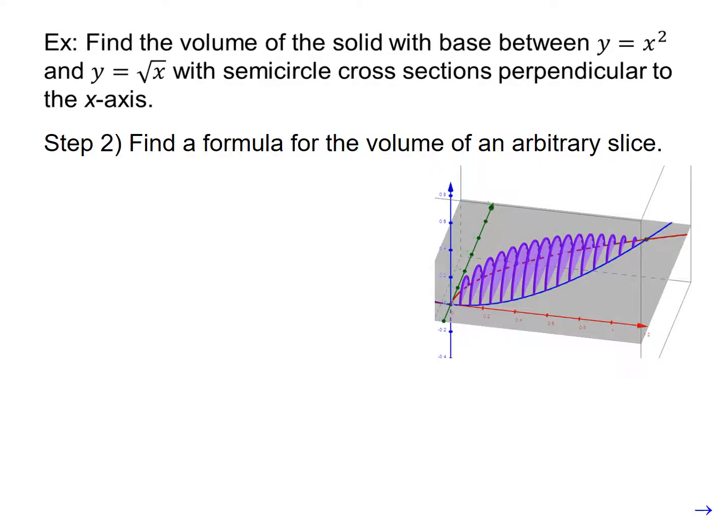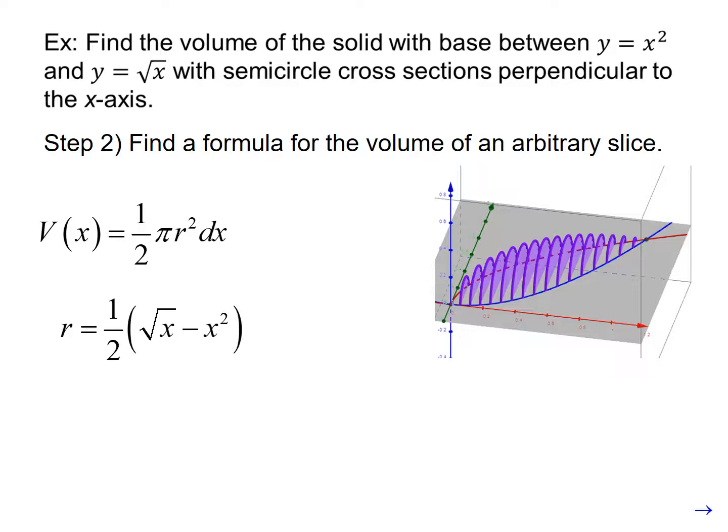We want to find a formula for the volume of just one arbitrary slice. So first of all, we know that the volume is going to be 1/2 pi r squared dx. We know it's dx because the thickness is in the x direction, and 1/2 pi r squared because it's half the area of a circle. Okay, so our radius is half the distance between these two curves, 1/2 root x minus x squared. Notice that root x in this case over this region is the upper curve, x squared is the lower curve. So volume is 1/2 pi r squared dx. Replace r with 1/2 root x minus x squared, and then square it, and we end up with 1/8 pi times root x minus x squared, all squared.